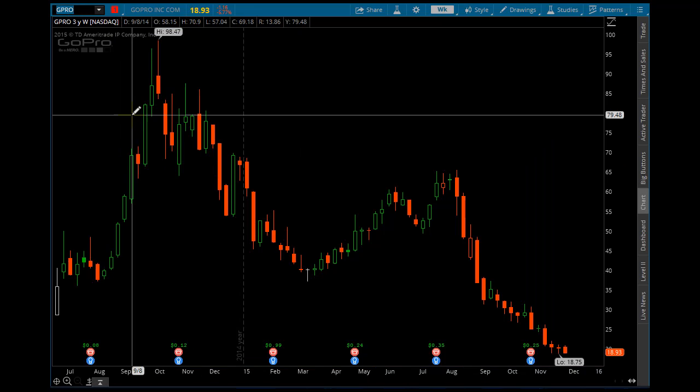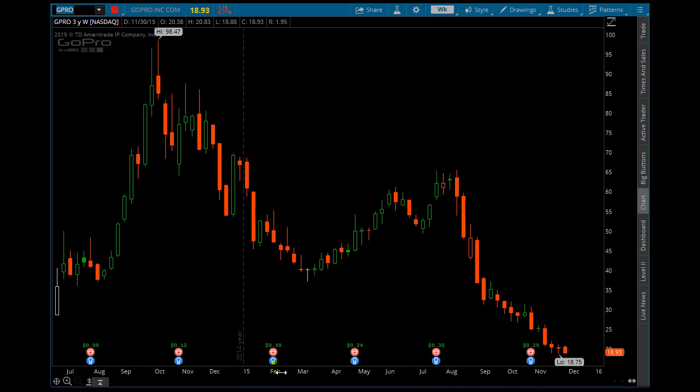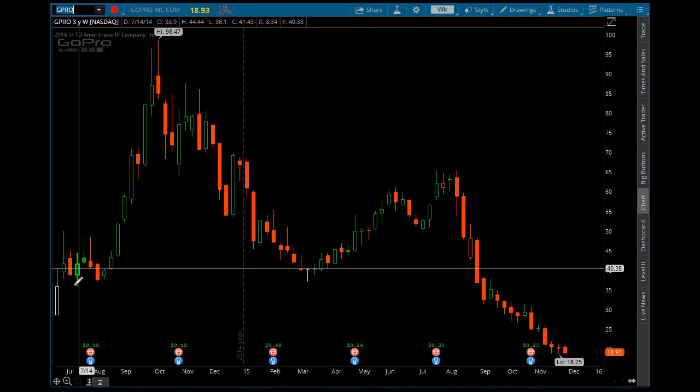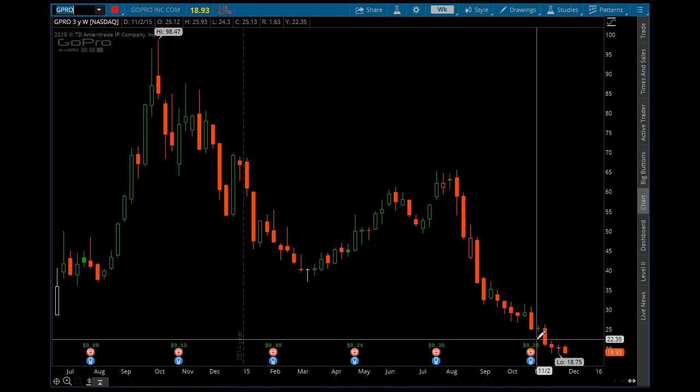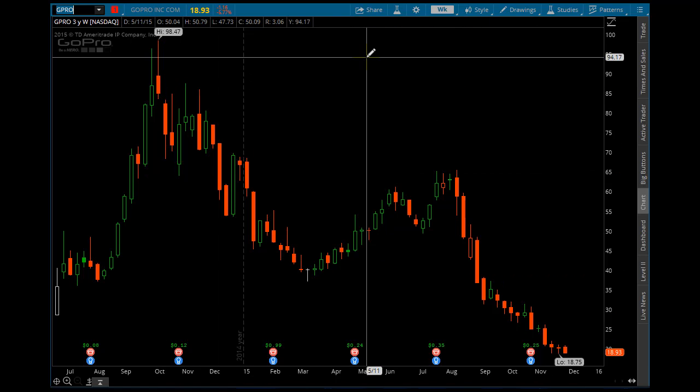This is Thinkorswim, my trading platform. What I'm looking at is GPro here. Mostly everybody probably knows about GoPro, right? At one point after the IPO it kept on going up, then it just kept on coming down. So let's talk about something. Let's talk about the psychology behind it.